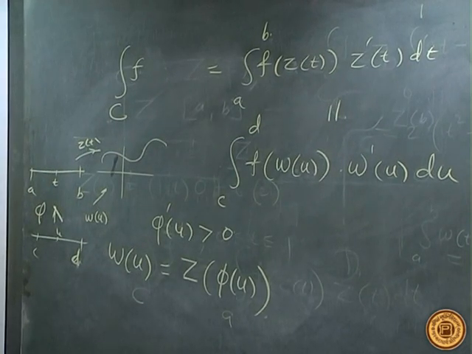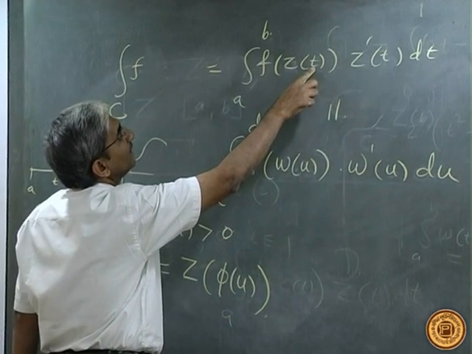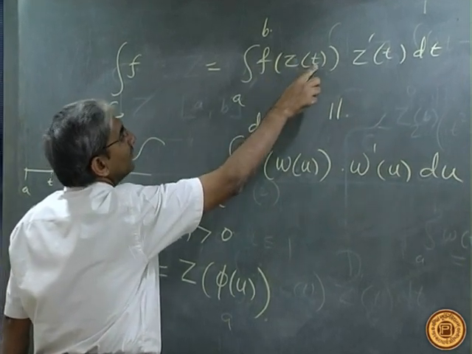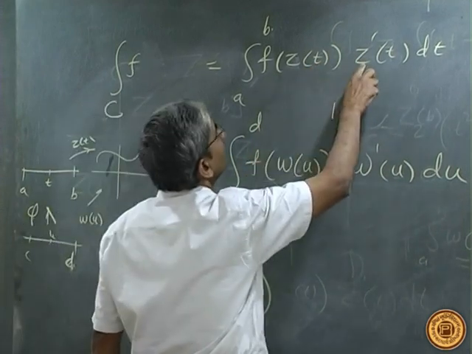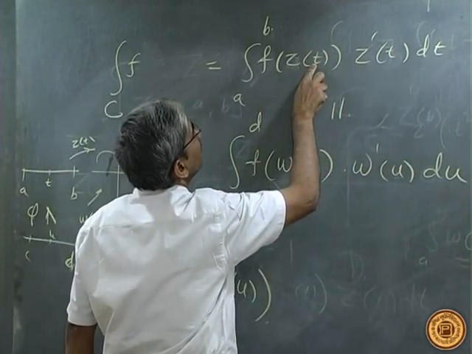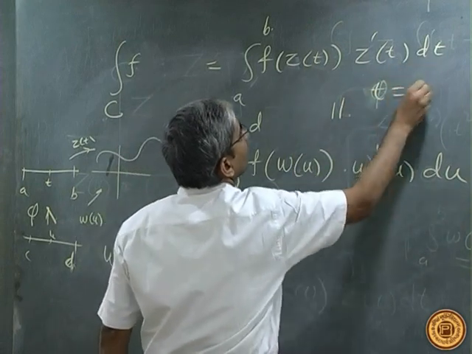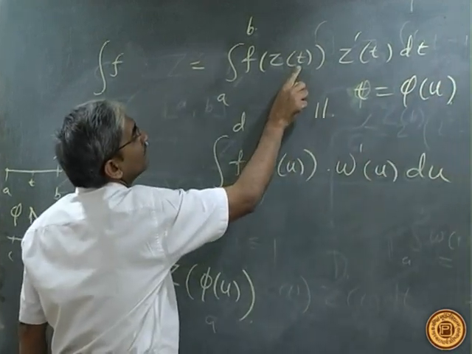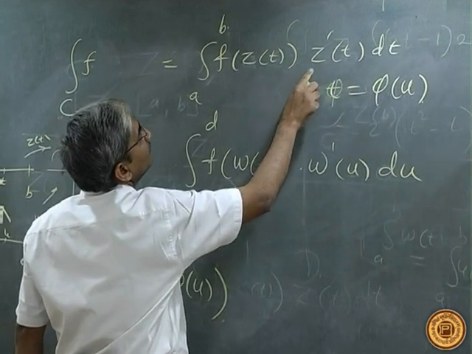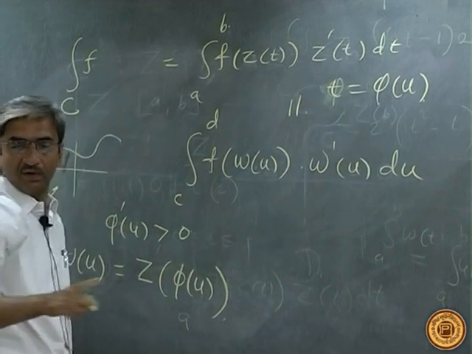Okay, so if you start with this and put t equal to phi(u), then it is f of z of phi(u). Actually the proof is: put t equal to phi(u). So z prime(t) will become z prime(phi(u)) into phi prime(u). Okay, that is what is written there.